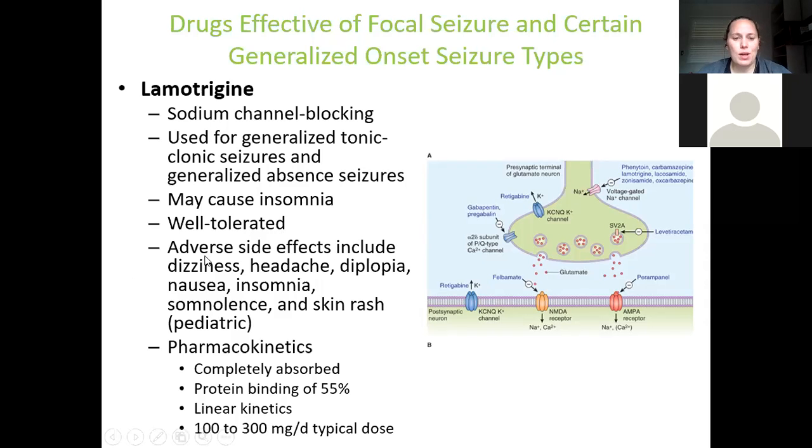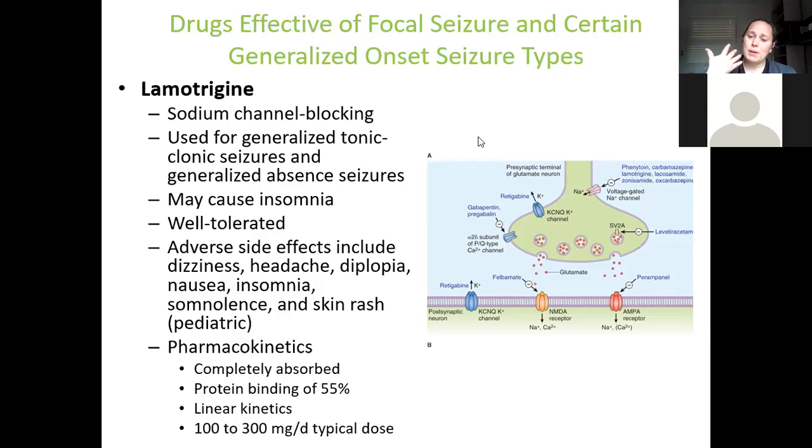These are fairly well tolerated, but again, you see this laundry list of side effects. And then in terms of the pharmacokinetics, you can see it's completely absorbed, has about 55% protein binding, linear kinetics like we see with many of the ASDs, and then your typical dose range here. So if we're going to look at the site of mechanism of action here, you can see this laundry list of different sodium blockers up here, and this definitely falls within that range.